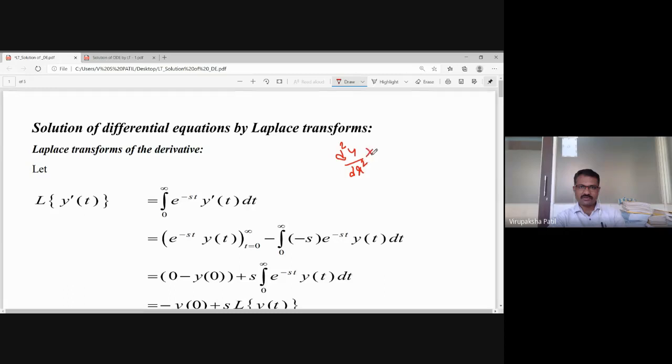By dx square plus some 2 times dy by dx plus some 4y or something is equal to, suppose, e raised to x or sin x or cos x or some functions. You need to solve this. This is a second order linear differential equation, which, if it is not equal to 0, is called a non-homogeneous differential equation.